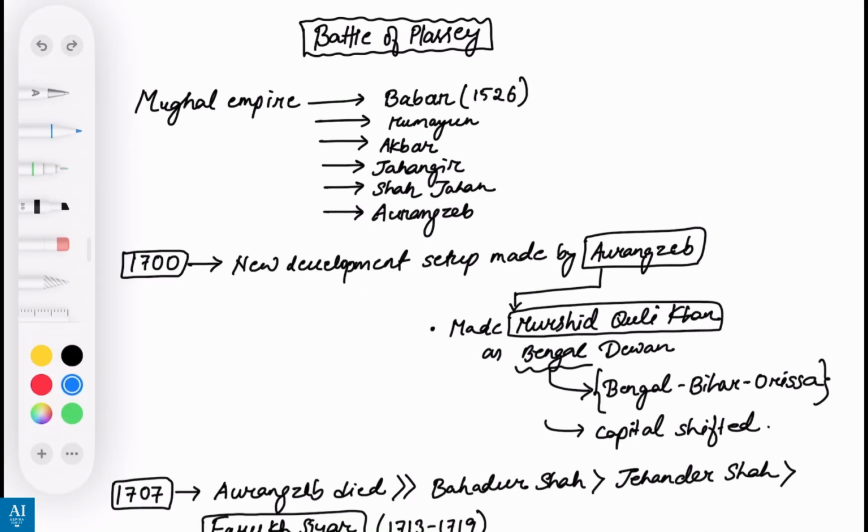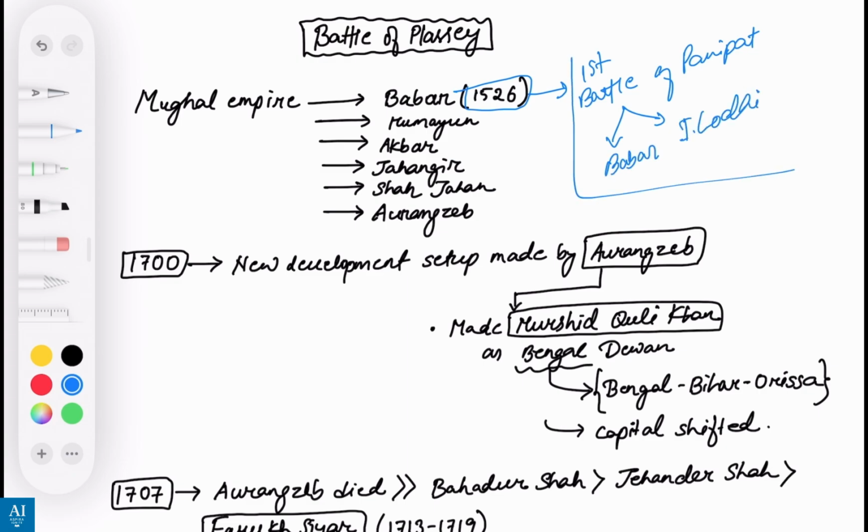So, when did the Mughal Empire start in India? 1526, right? During 1526, a very important battle took place, that is the First Battle of Panipat, between Babur and Ibrahim Lodi. And this type of information is very important for exams. The defeat of Ibrahim Lodi led to the initiation of the Mughal Empire in India under Babur. Ibrahim Lodi was the Delhi Sultan.